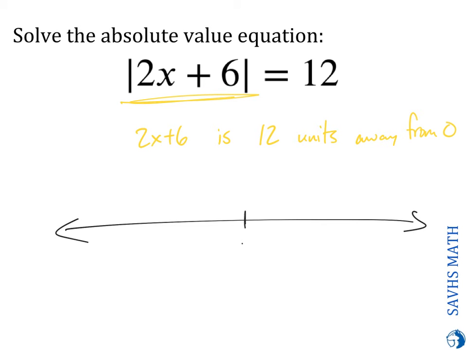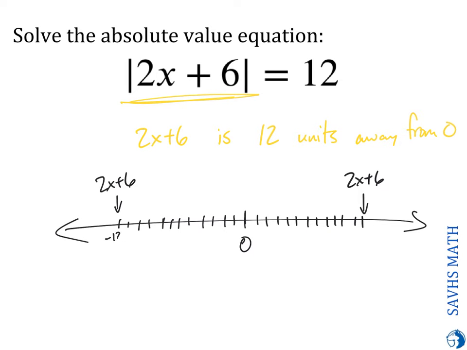Okay, this is where 0 is. 1, 2, 3, 4, 5, 6, 7, 8, 9, 10, 11, 12. This is where 2x plus 6 could be. But also 1, 2, 3, 4, 5, 6, 7, 8, 9, 10, 11, 12. 2x plus 6 could also be right here. So let's just count this off. This would have been negative 12, and this would have been 12.